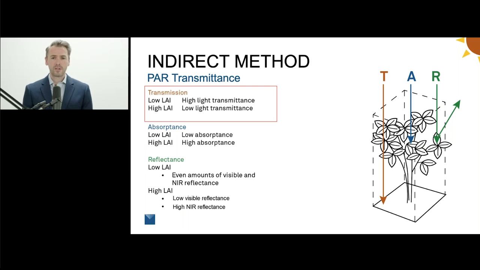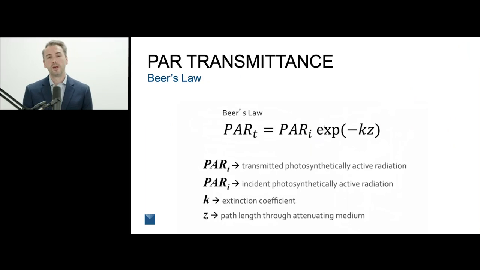So for the purposes of this method, I want you to think about the canopy as a light attenuating medium. Okay, and the reason for that is we are going to kind of dive into a model that discusses the canopy as such, as a medium that attenuates light. So the way that we can take a measurement of the below canopy light conditions and relate that to leaf area actually stems from Beer's law.